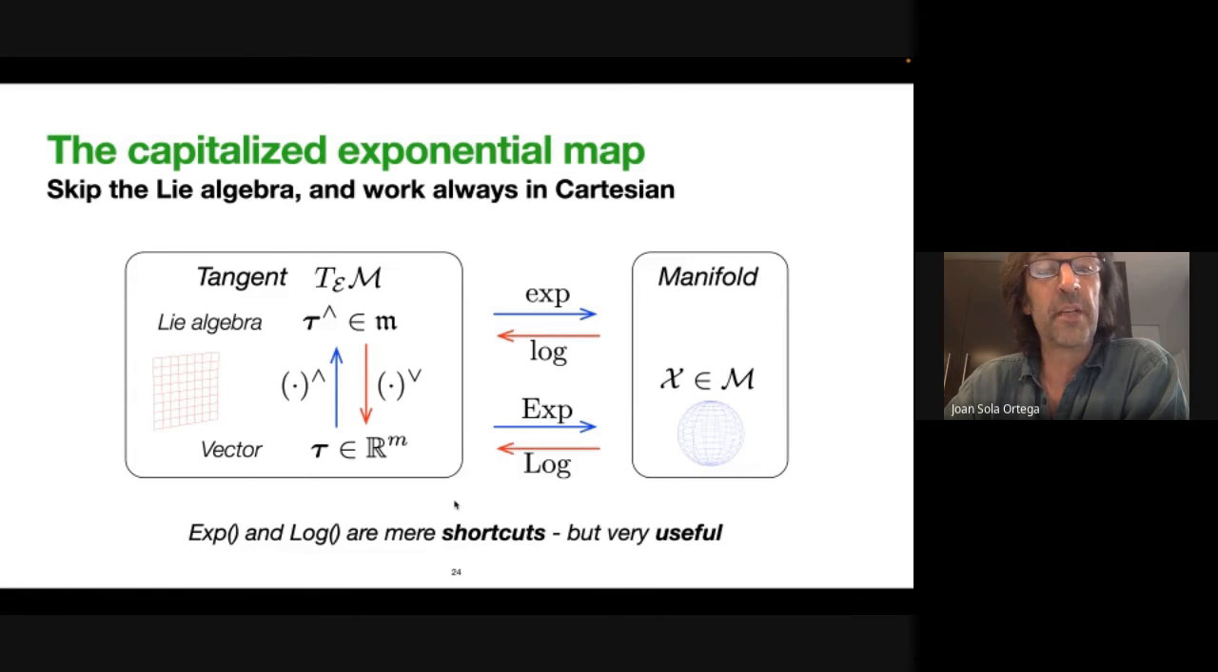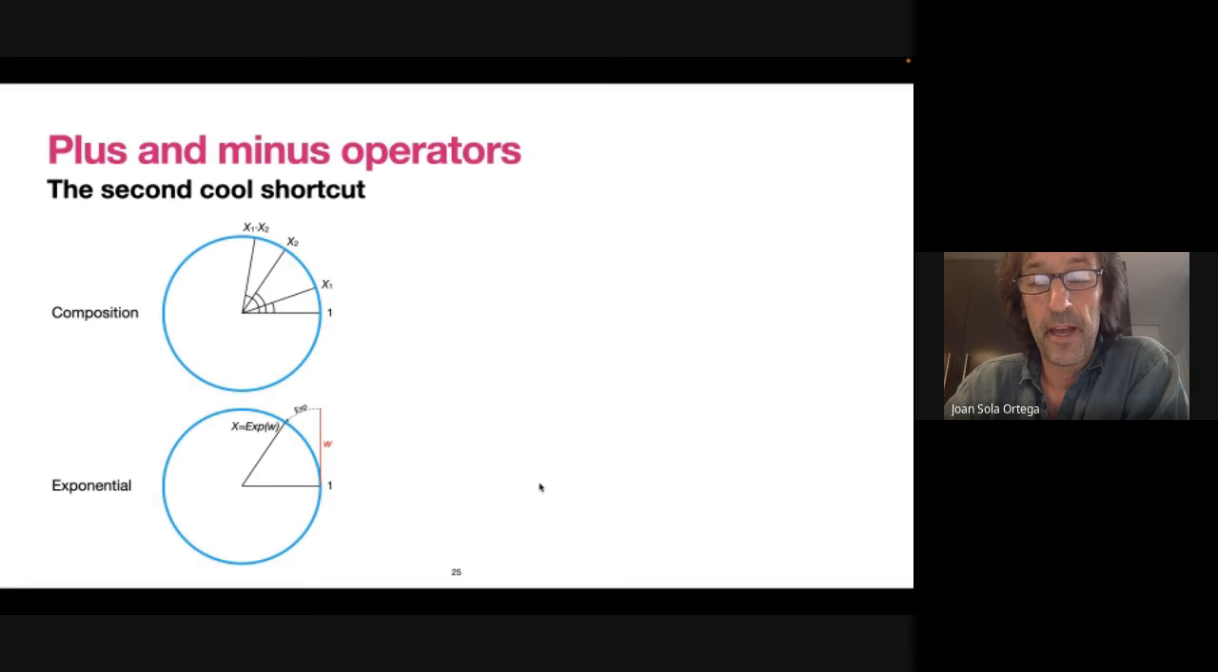It's useful because now we will stay in this representation, usually. Because these guys are vectors. Very nice. These guys are weird. These guys are vectors. So we want to go from here to there in one go. And this is why we define these two shortcuts. Good. Next shortcut, it's the plus and minus operators.